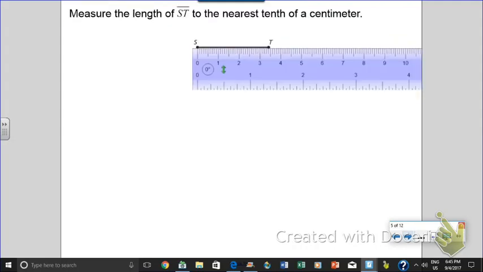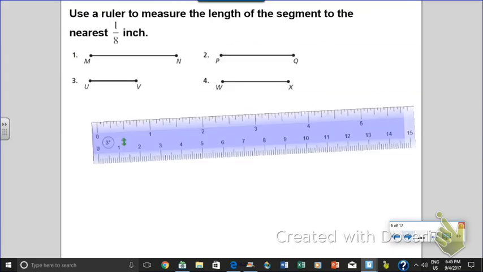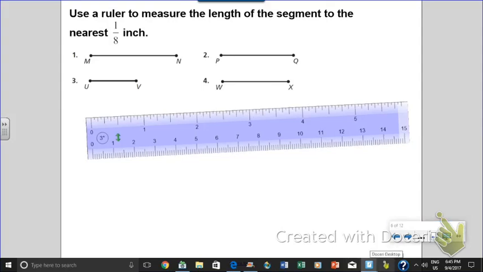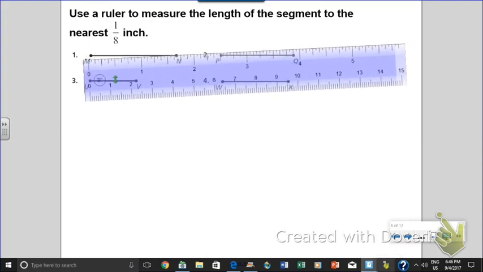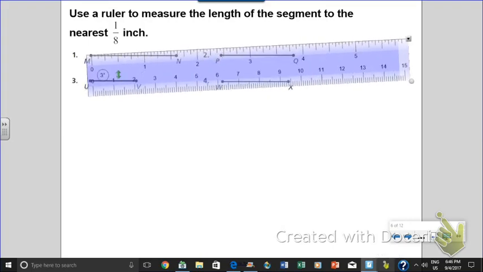Measuring the length of a segment to the nearest tenth of a centimeter, we can see that this segment is approximately 3.4 centimeters. Measuring these lengths to the nearest 1/8 of an inch, we can take our ruler and line it up and see what the length is of the segments.